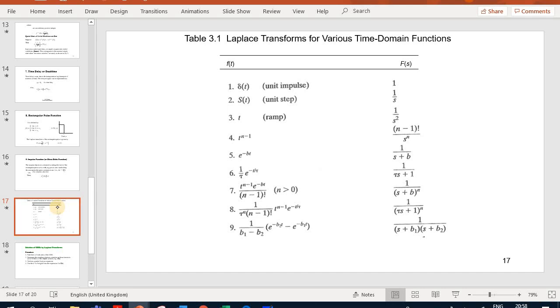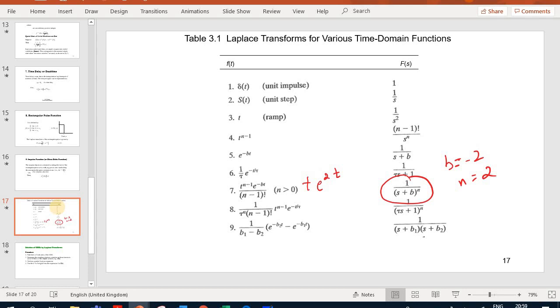If you have something like 1 over s plus b to the power n, this is what we have: 1 over s minus 2 to the power n. So b was minus 2 for us, and n was the square, so n is equal to 2. All you need to do is substitute here. If you substitute, you will have t to the power 2 minus 1, so that will be t, times e to the power minus bt, so it will be e to the power 2t.